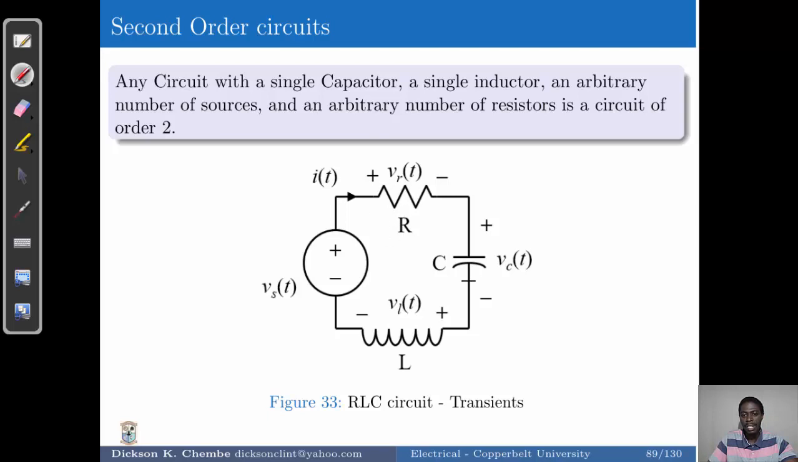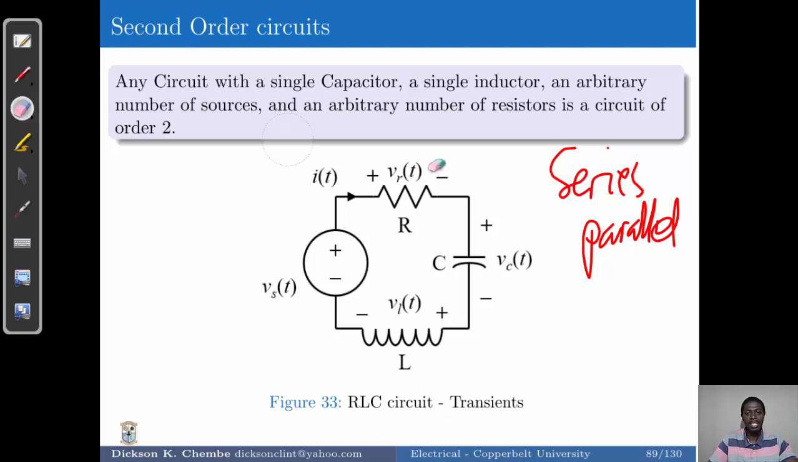So you've got a resistor, capacitor, and inductor connected. They may be in series connection. We have the series, and we also have the parallel connection. But this is all going to give us a second order differential equation, and that is why we call these circuits second order circuits.